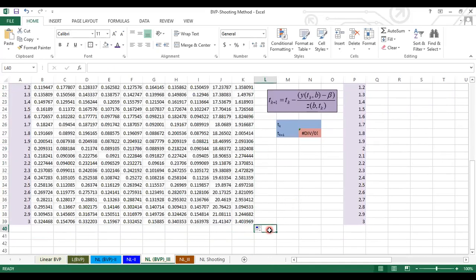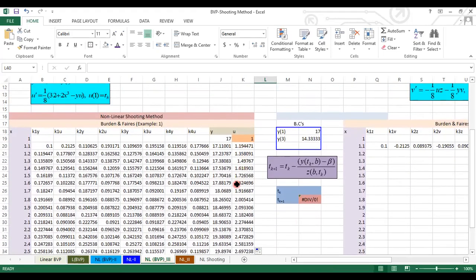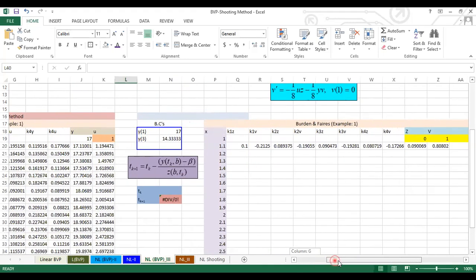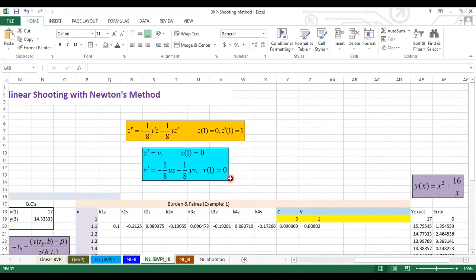So we will find these calculations performed. Now, since in our secant, Newton's method calculation, z of b, t_k should be evaluated, for that case we have to solve another problem in z. So that problem is over here: z double prime equals minus 1 over 8 y prime z minus 1 over 8 y z prime.